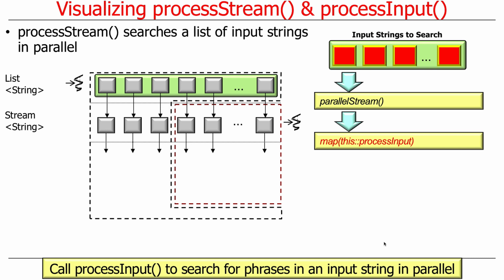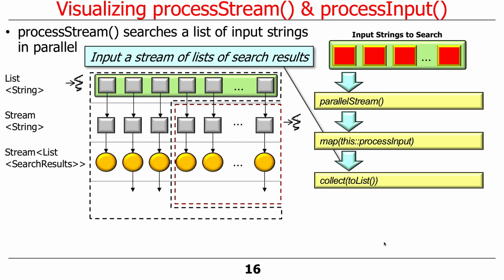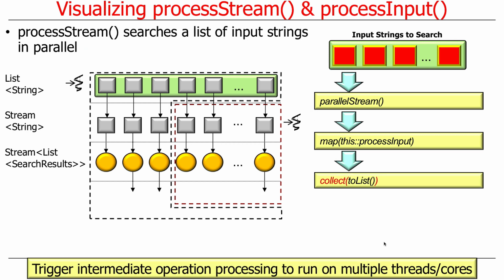So now we've got parallelism going in two dimensions: parallelism across the input strings, and then parallelism across the phrases we're searching for as well. I'll show you that when we look at processInput in more detail. The output of map will be a stream of lists of search results. So for every phrase that we have, we're going to create a result, which will be the list of search results. And that will then be collected.